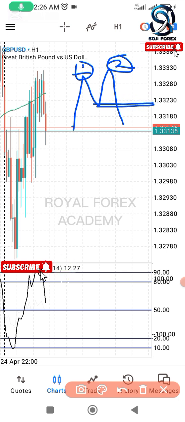So how do we make an entry? There are two ways you can make entry. If you are an aggressive trader, immediately price breaks the neckline is one of your entries. You can choose to sell immediately. But if you are a conservative trader, you need to wait for price to pull back, retest it, and then sell to the downside.